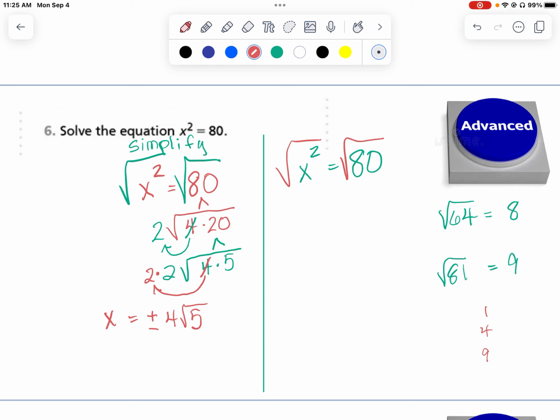Now, estimating is when we are determining a decimal equivalent. We're getting close, we don't have it exactly. But I know that it's somewhere between 8 and 9. And since 80 is really close to 81, we're going to be almost at 9 with 8.9. So your estimate would be plus or minus 8.9. You have to look at your problem to determine what it's asking for.